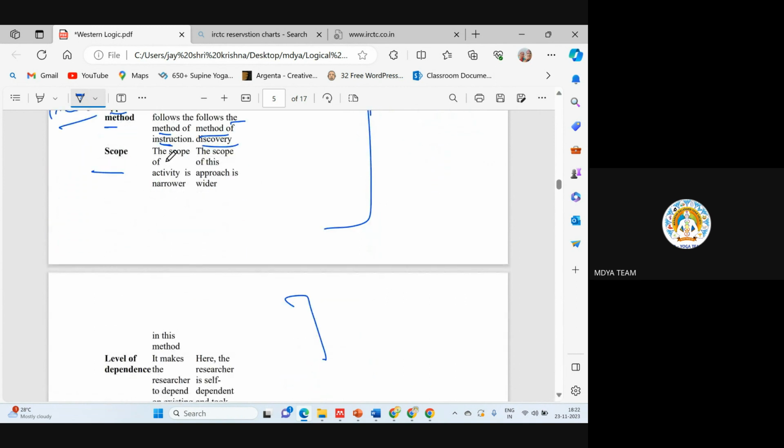Scope. The scope of deductive is narrower, and the scope of this approach is wider. Okay, why does deductive reasoning have a narrow approach and why does inductive reasoning have a wider approach? Because, Sir, it is based on the theory. Arti, go ahead. Because it is based on the theory, there are no other things to observe. But in inductive, all things need to be observed.